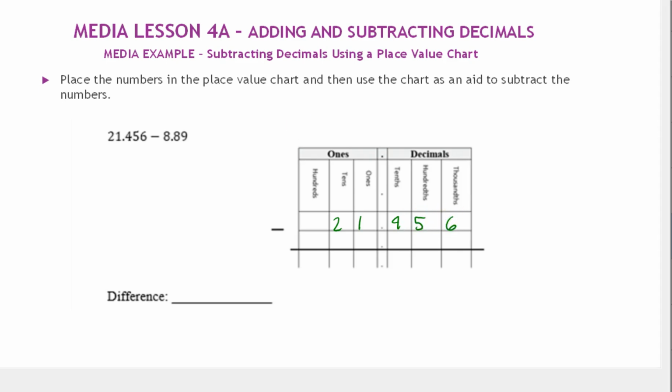21.456. I'm going to make the second number in blue, 8.89. So this is our subtraction problem. I'm going to put in the 0 placeholder there because I like to do that. Okay, so now we're subtracting down. So first we have 6 minus 0, which is 6.